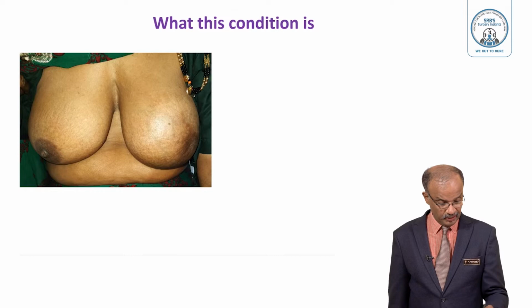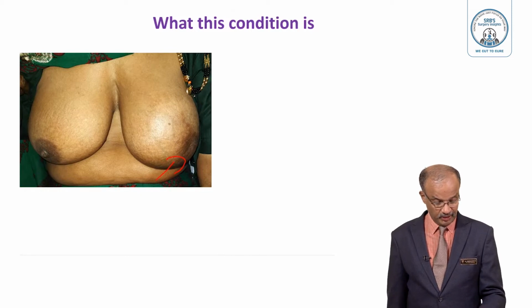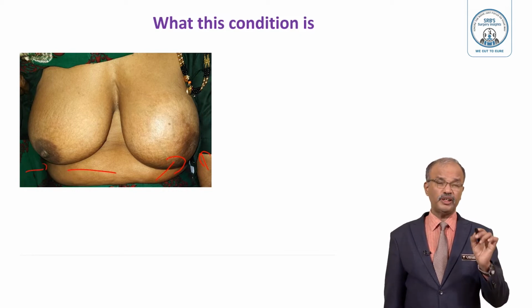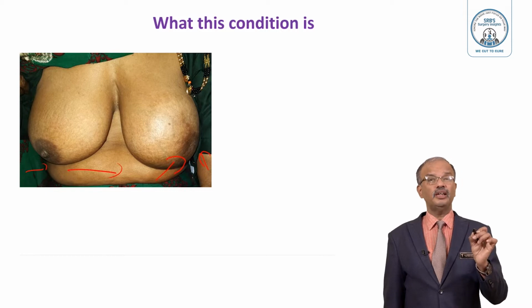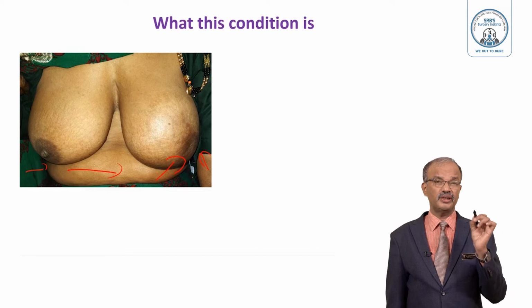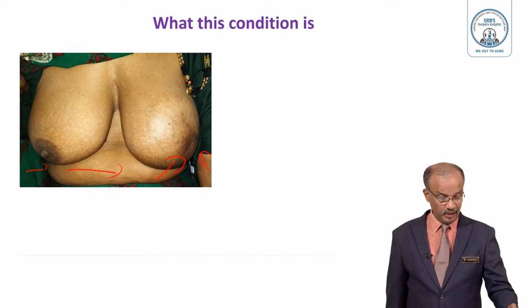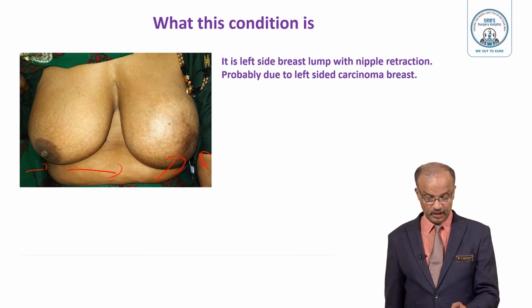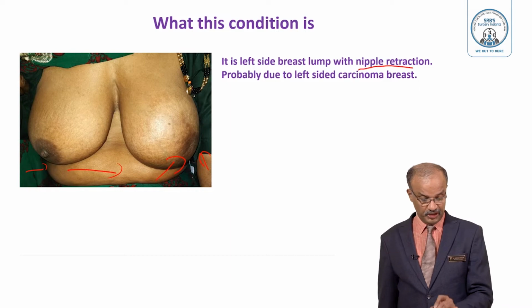So what is this? See here, look at this. There is a mass here, dilated veins. Compare this right breast, left breast, everything there. Then see that nipple is not there. Here nipple is there. Here nipple is not there. So definitely there are differences between the right breast and the left breast. There is a large lump, dilated veins, skin changes, and nipple retraction. So this is a left-sided breast lump with nipple retraction.